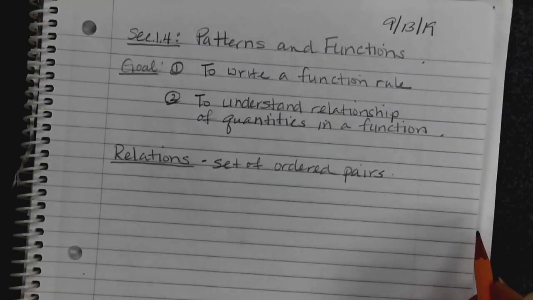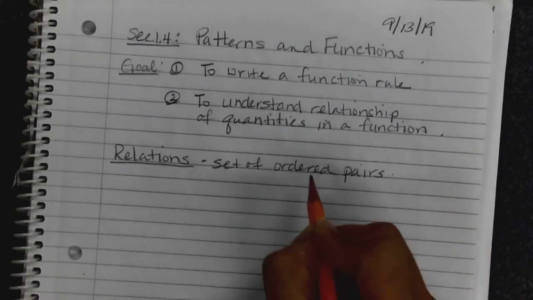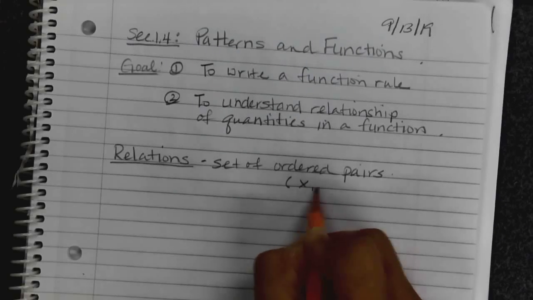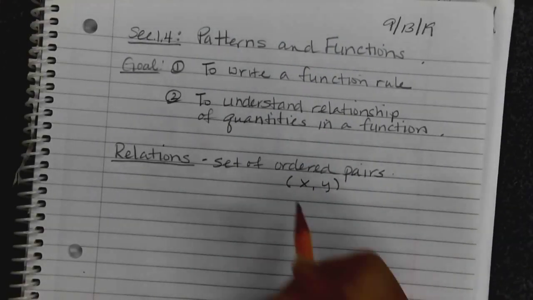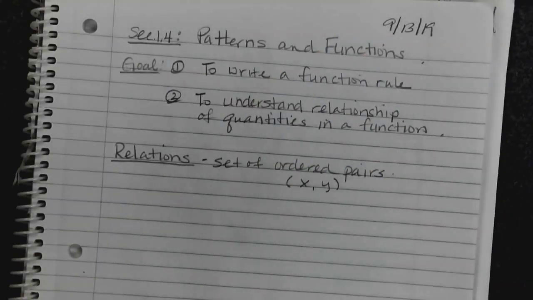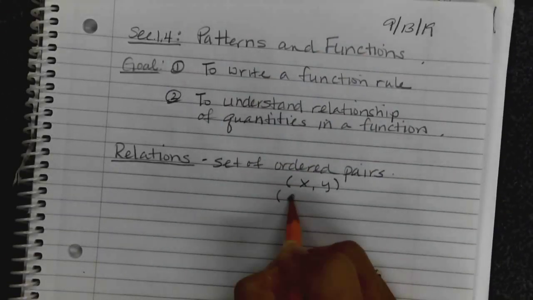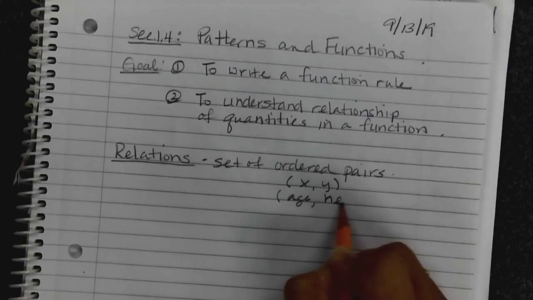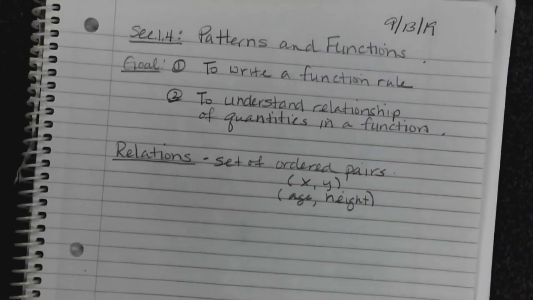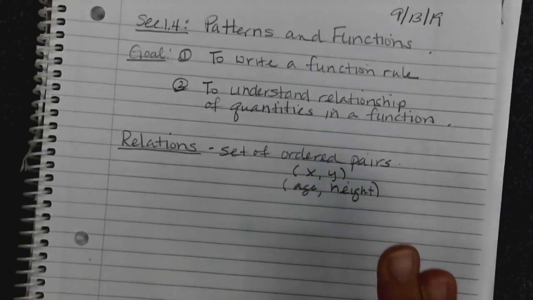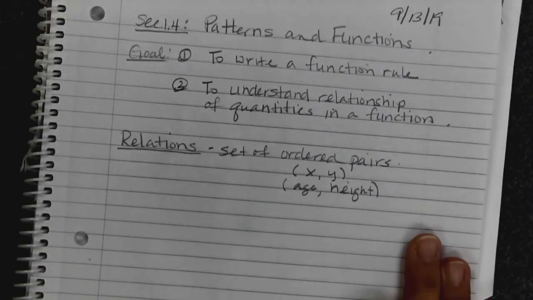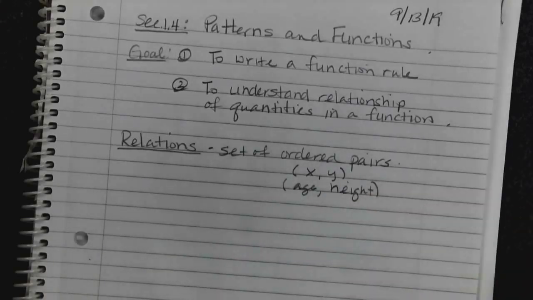Anybody know? Yes. It's like when you graph, the x and the y. Yeah, exactly. So a set of ordered pairs is your x and y coordinates. But a lot of the times in our situation, we actually have meanings for x and y. So let's say age and height would be a set of ordered pairs that shows the relationship between age and height. That is a relation. Okay, it's a set of ordered pairs, a set of data. It's a collection of them.